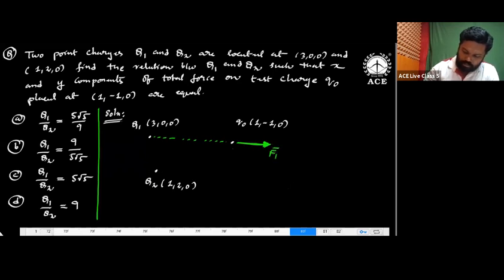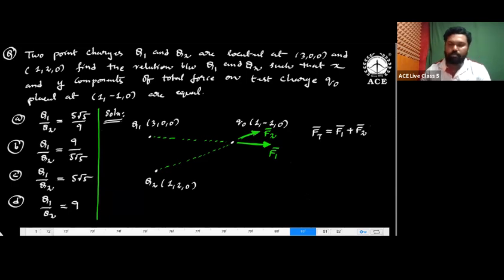Here it is the F1. What is the force on this one? It is F2. What is the total force? F total is F1 plus F2. In that total force, read the question carefully: the X component is equal to the Y component. If that is the case, he is asking the relation between Q1 and Q2.